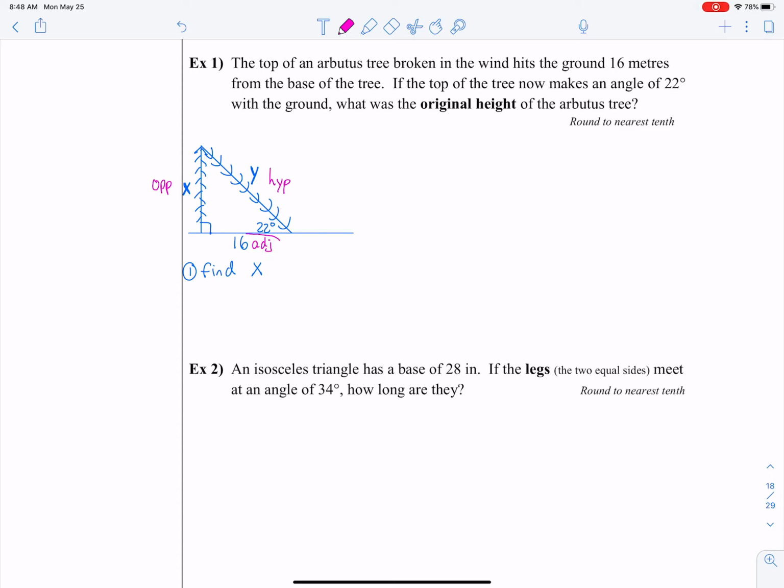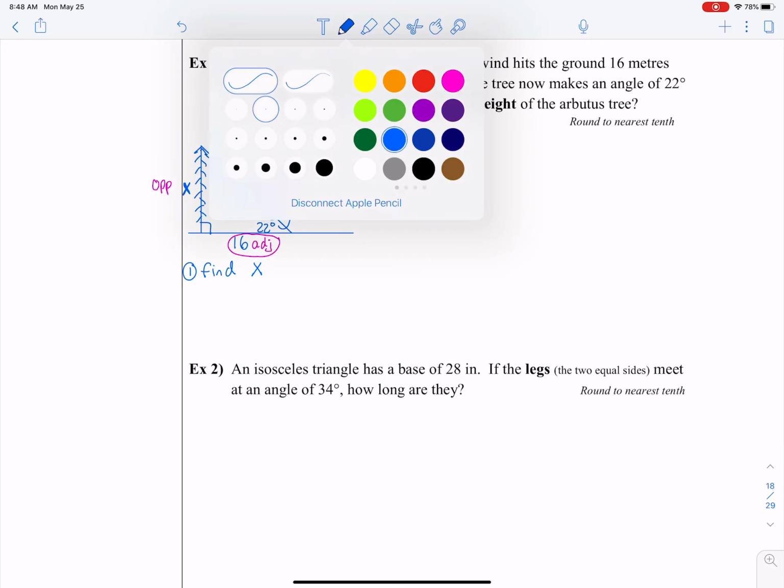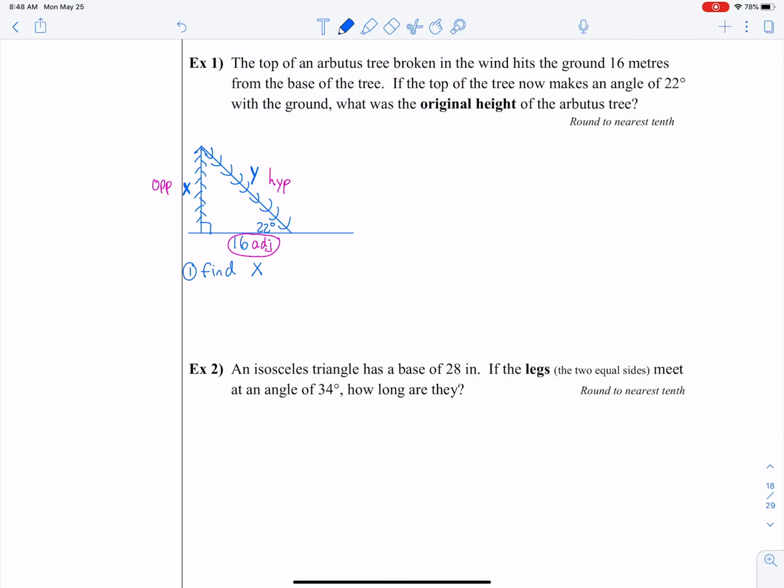So we know we're using adjacent. To find X, we're also going to use side opposite. So we have opposite and adjacent. When we have opposite and adjacent, we're going to use our tan. So we're going to use TOA. So we get tan of our angle is equal to opposite over adjacent. And we know our angle is 22.